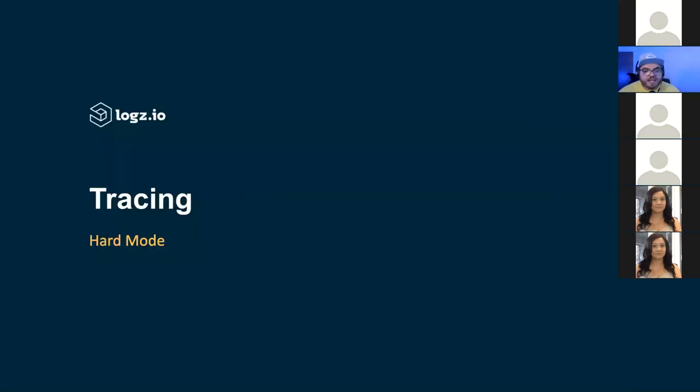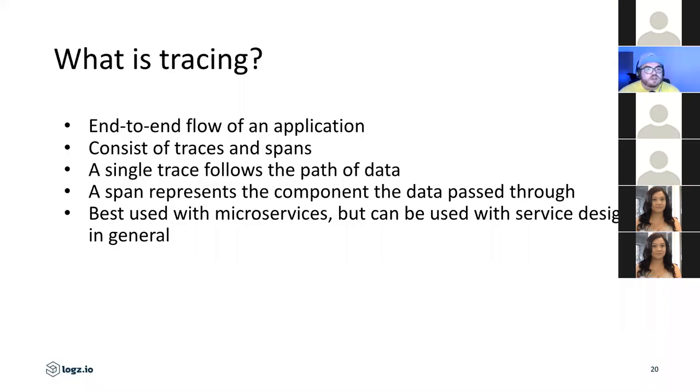And then the last one, the hard mode. This is something that I took a while to wrap my head around and finally understand and be able to use. So tracing, it's the end-to-end flow of an application. It consists of traces and spans. A trace is the execution path of the application, so data goes in to its endpoint. And spans are the individual pieces that the trace followed. So a trace is built of spans.